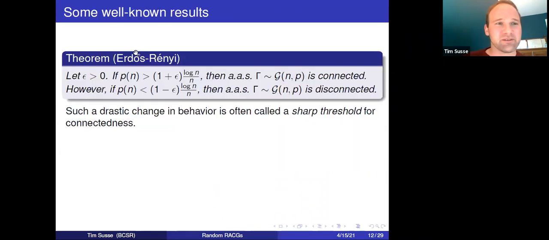Some well-known theorems from the theory of random graphs. For any epsilon greater than 0, if your density is at least (1 plus epsilon) log n over n, then asymptotically almost surely a random graph at density p is connected. But if your density is less than (1 minus epsilon) log n over n, then asymptotically almost surely your graph is disconnected. So there's a very drastic change of behavior at the density log n over n. Such behavior is called a sharp threshold. This is a sharp threshold for connectedness, and it's one of the results that motivated the study of random graphs initially.